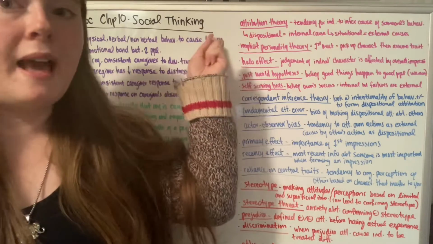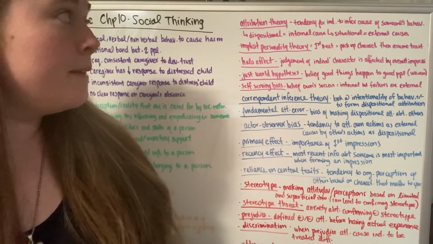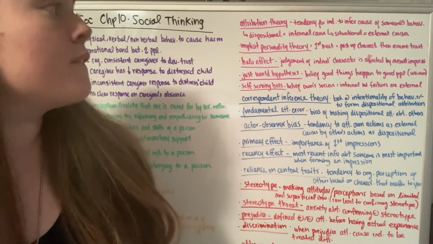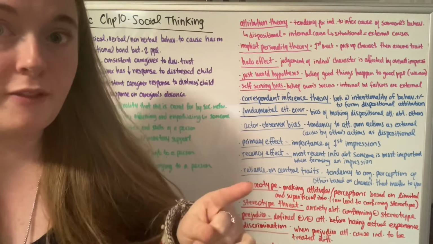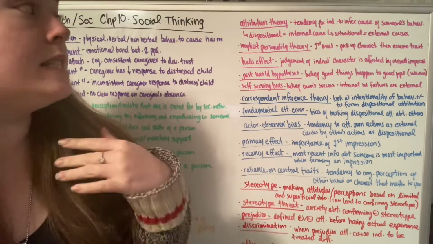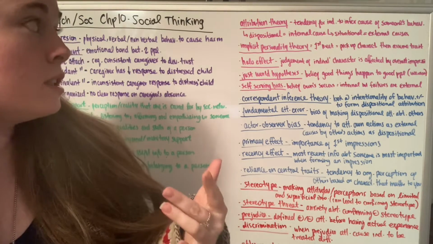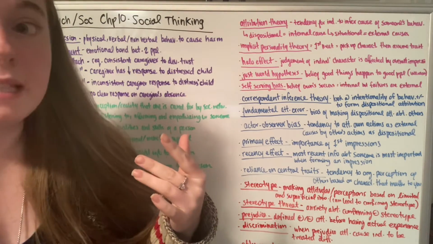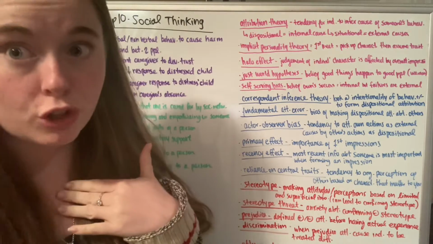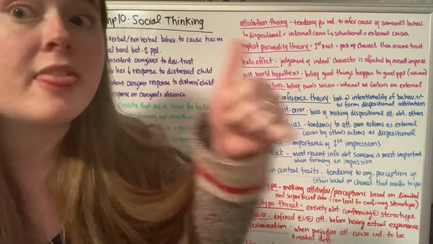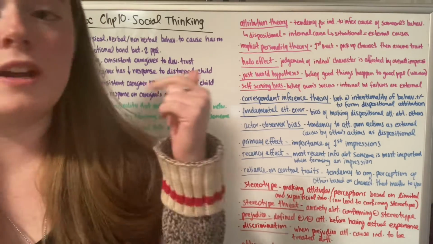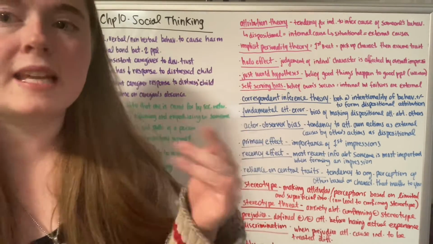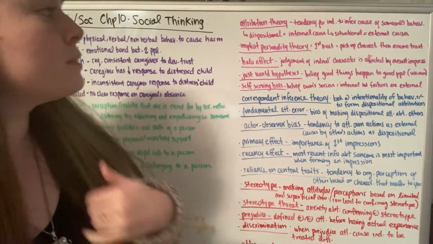So first we have attribution theory, which is the tendency for an individual to infer the cause of someone else's behavior. And so we have dispositional attribution, which is saying that they're acting this way because of an internal cause. They're acting this way because they're selfish, or because they're a very kind person, things like that, really attributing to someone's character.